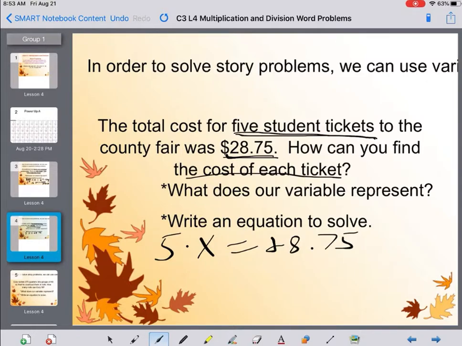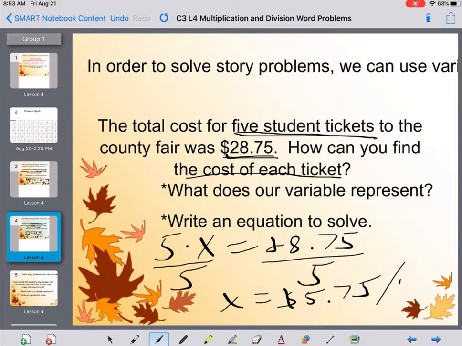The operation that will undo multiplication here is division. So we divide each side by 5 to isolate x on one side of the equation. Therefore, x equals 28.75 divided by 5. If we do that in our calculator, we get $5.75 per ticket. I just want to make sure I include the units. So it was $5.75 a ticket. All right, next question.